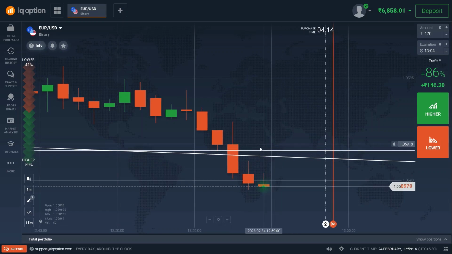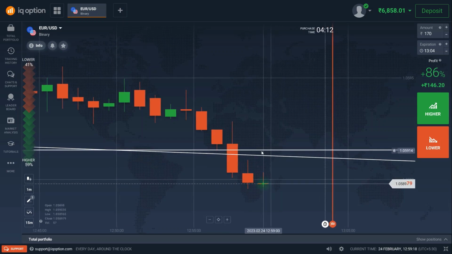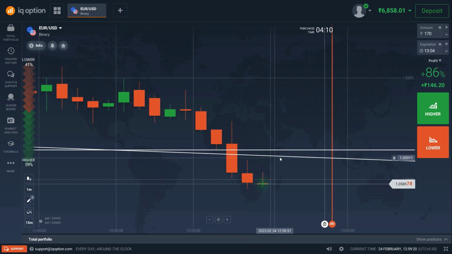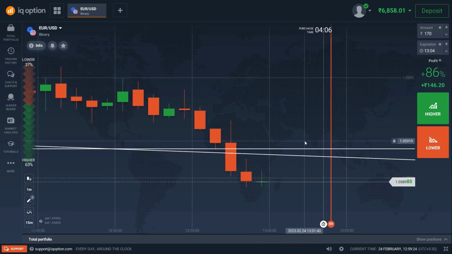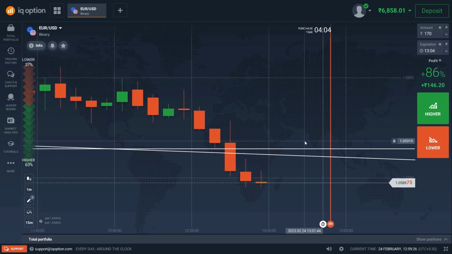Let the market retrace over here, and if there is a strong rejection, then I'll go ahead and place a retrace trade. So I'll skip forward until I take the trade and then I'll explain to you the trading setup.